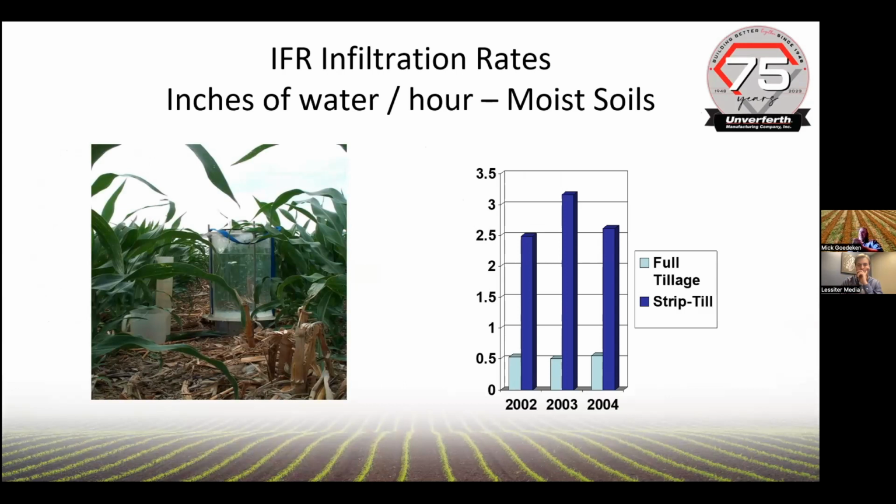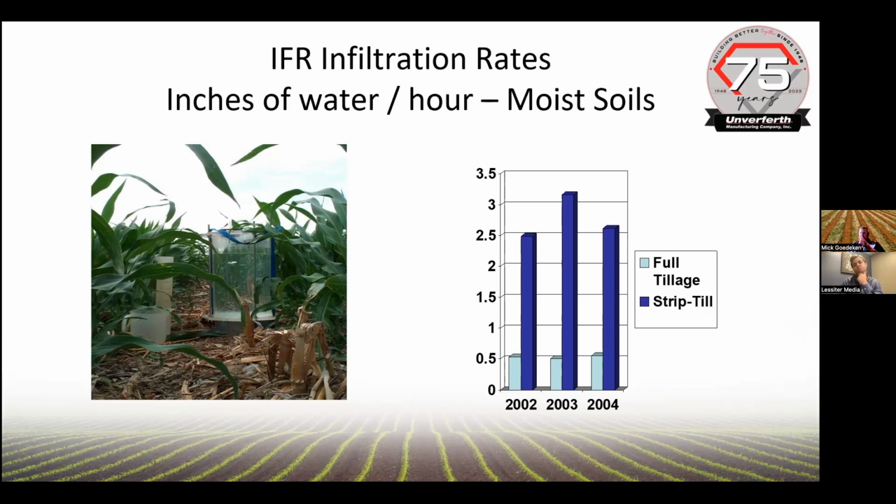And I just noticed I have a spelling error here, but bear with me. The infiltration rates. So they measured inches of water per hour in moist soils in 2002, 2003, and 2004. Full tillage would infiltrate about 1/2 inch per hour in each one of those 3 years. The strip till was 2.5 to 3.2 inches in that range over those 3-year periods. 2.5 inches, so 2 inches more per hour.